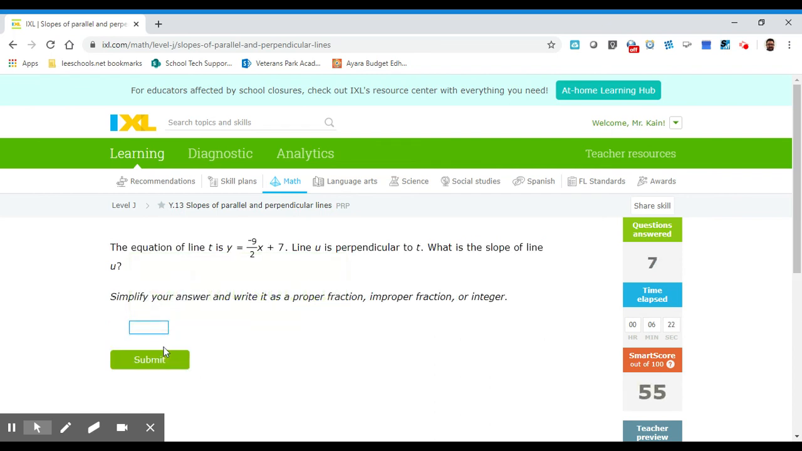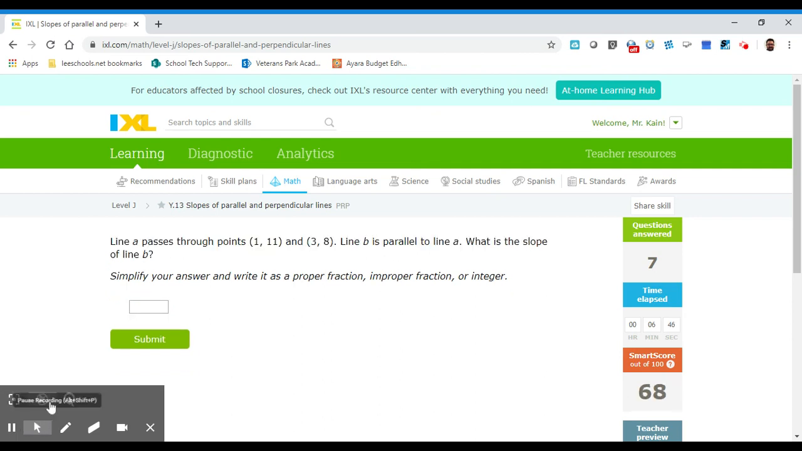Let me skip around and see if they get any harder, and I'll come right back. Okay, so once you get up to level 68, it does get a little harder, but we're going to cover that in the next video.